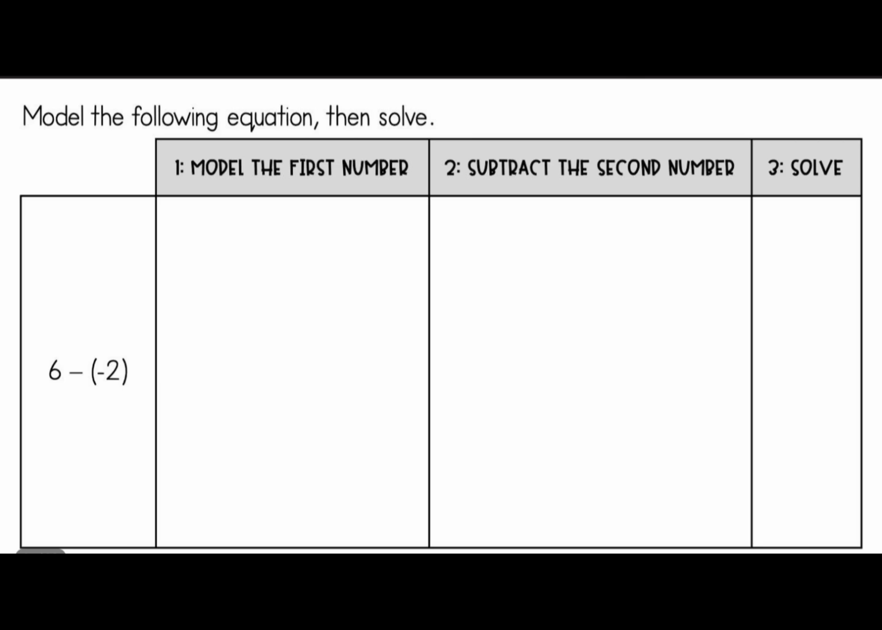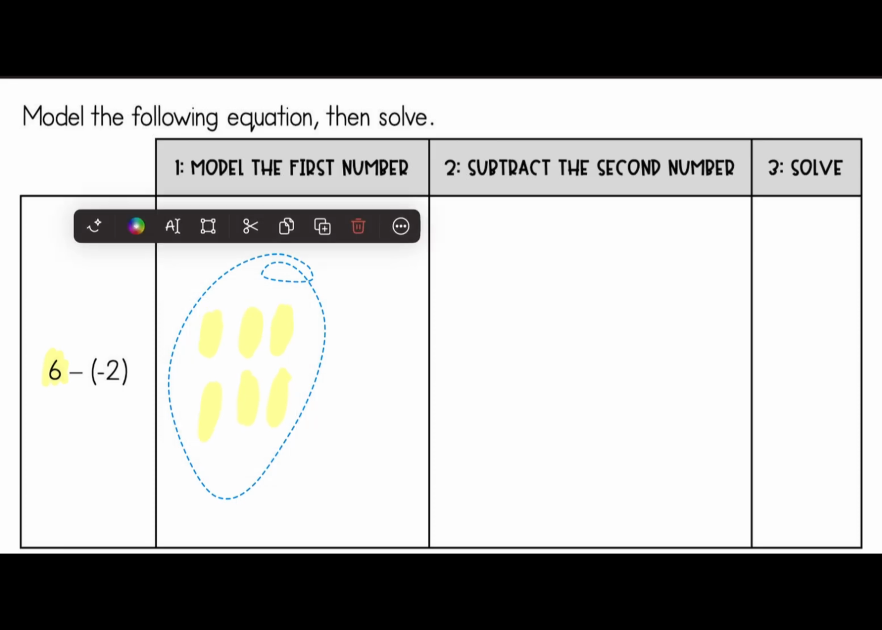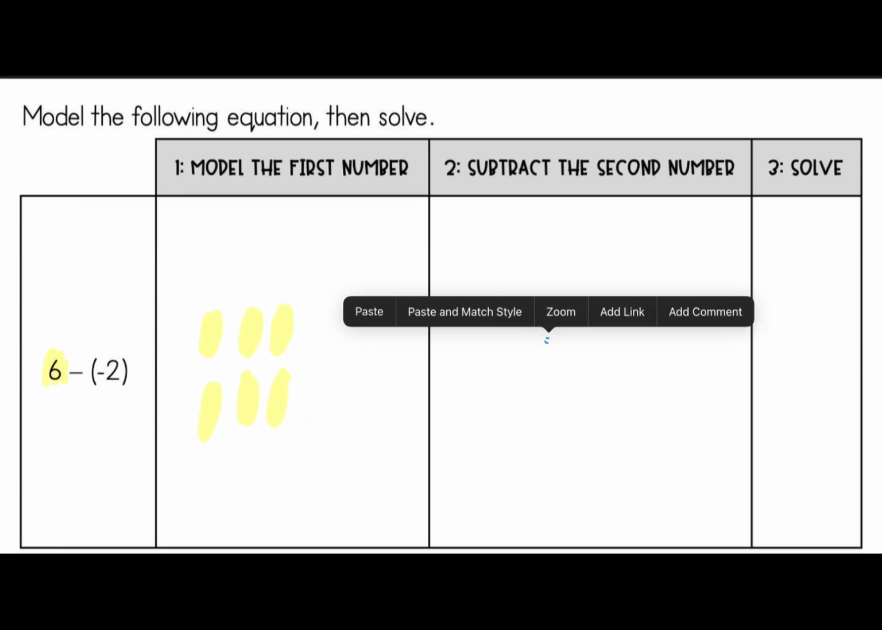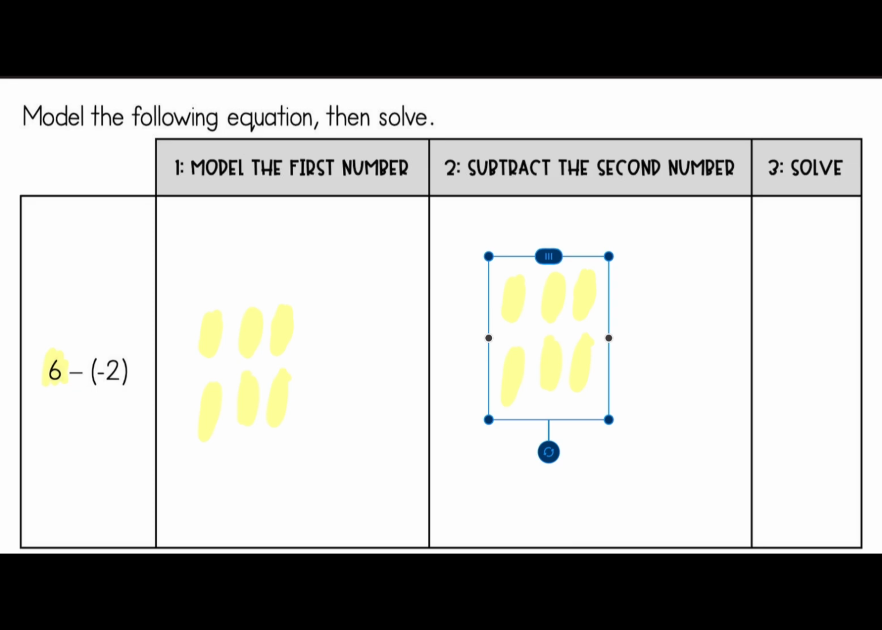All right, so let's model this problem. We are going to start with whatever this is, and it is positive, so we're going to start with 6 yellow counters. Okay, 6 yellow counters, and we are going to take away 2 negative counters. Well, if you see what I just pasted, you don't see any negatives.